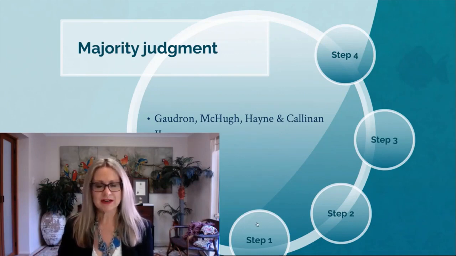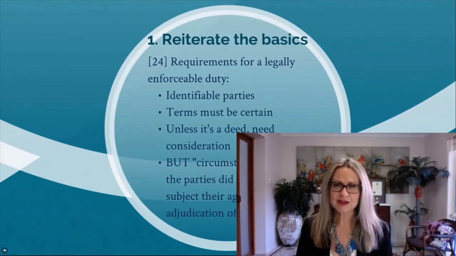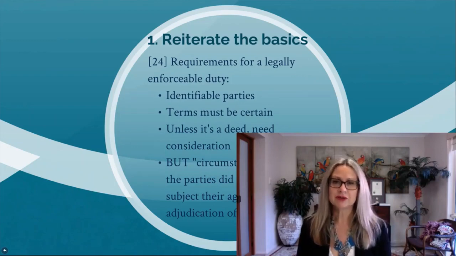Firstly, where do you start in a majority judgment like this? Obviously, they have a look at the facts and so forth and the history of the case. But when they're getting down to tin tacks, the first thing they do is very sensible. They reiterate the basics, okay? What do we need to look at in terms of whether or not a contract was validly formed and legally enforceable? You have to have a set of parties. They have to be identifiable. Now, there are obviously caveats around that, as we saw with the Carlill case. However, the run-of-the-mill contract will have identifiable parties.